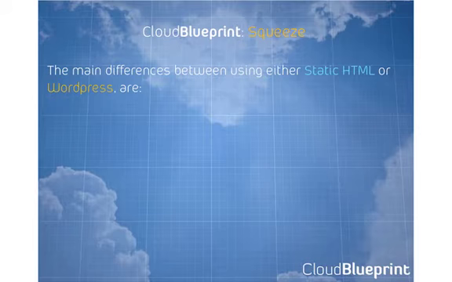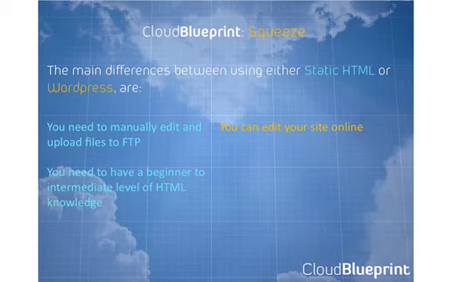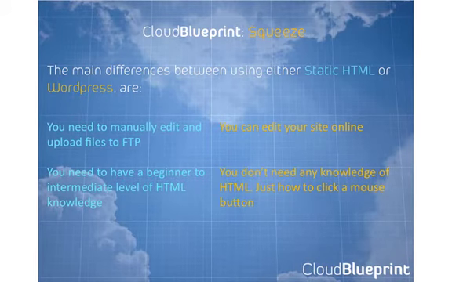The main differences between using either static HTML or WordPress are: with static HTML, you need to manually edit and upload files to FTP and know about FTP software so you can access your server. With WordPress, you can edit your website online. With static HTML, you need to have a beginner to intermediate level of HTML. With WordPress, you don't need any knowledge of HTML whatsoever. You just need to know how to click the button on your mouse.